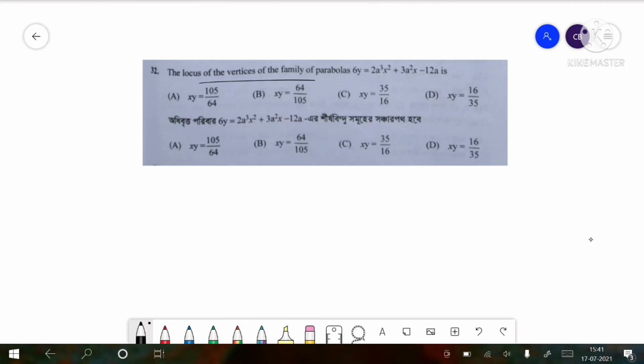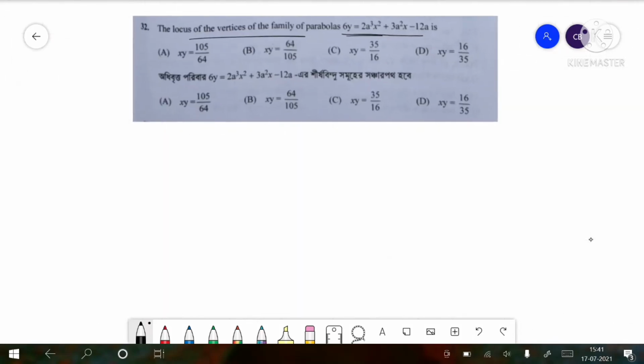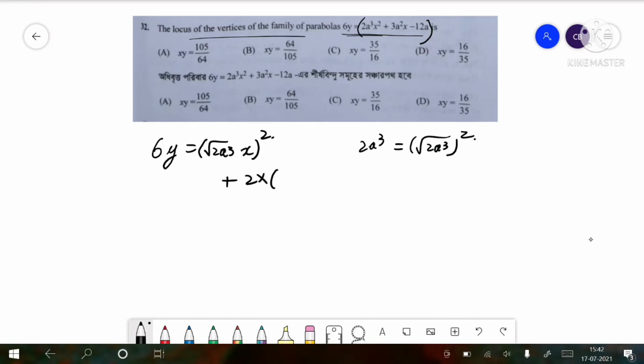The locus of vertices of families of parabola 6y is equal to 2a cube x square plus 3a square x minus 12y is. Now this is actually just a shifted parabola whose vertex is shifted. This is not at an angle, which makes it incredibly easy. So we can rewrite this as 6y is equal to, now we have to take this part and rewrite this as a square, whole square. So we can say 2a cube is equal to root over 2a cube whole square. So we say root over 2a cube times x whole square plus 2 times 2ab, so we write 2 times root over 2a cube x times.